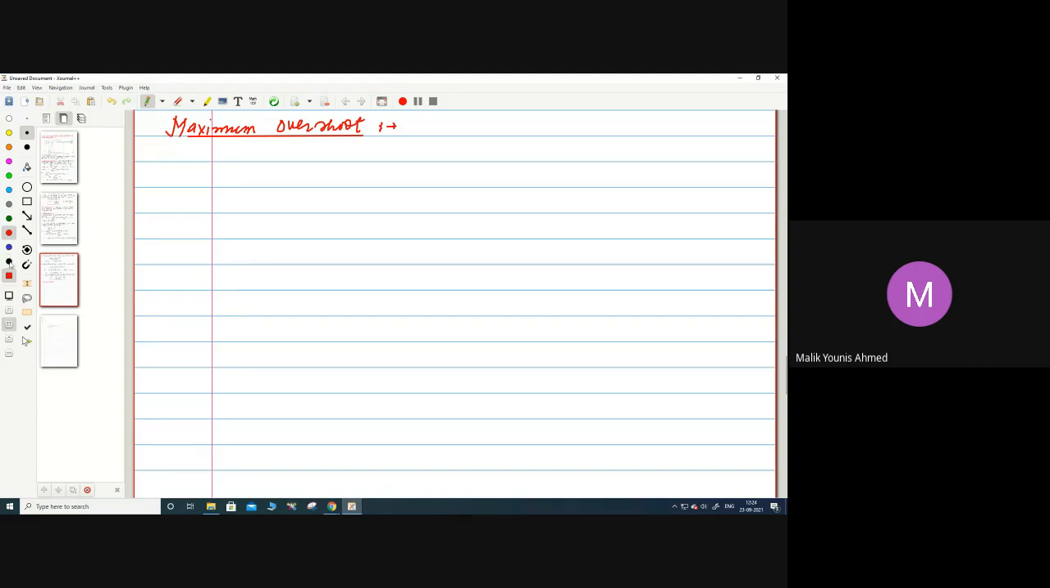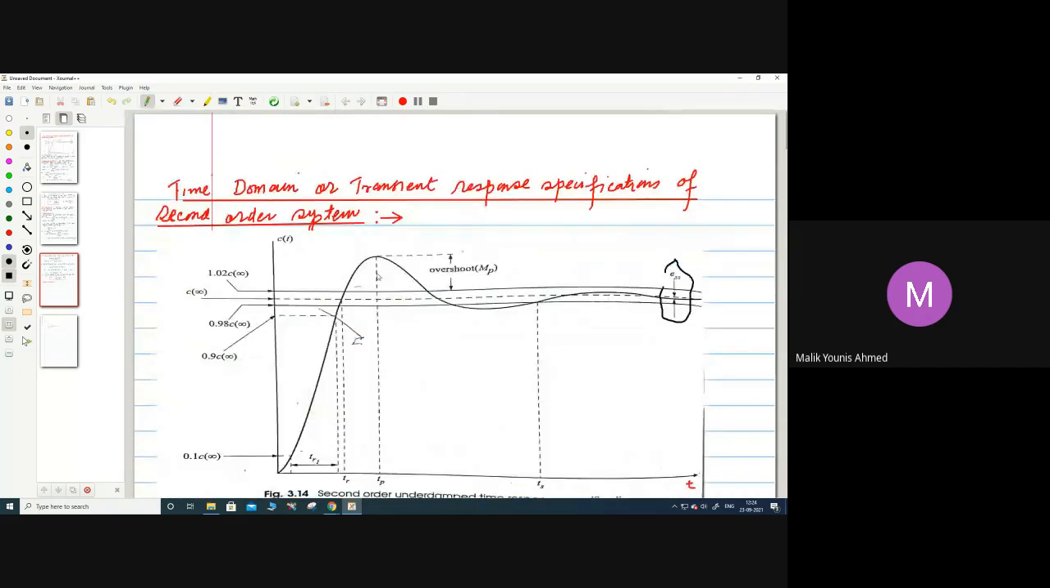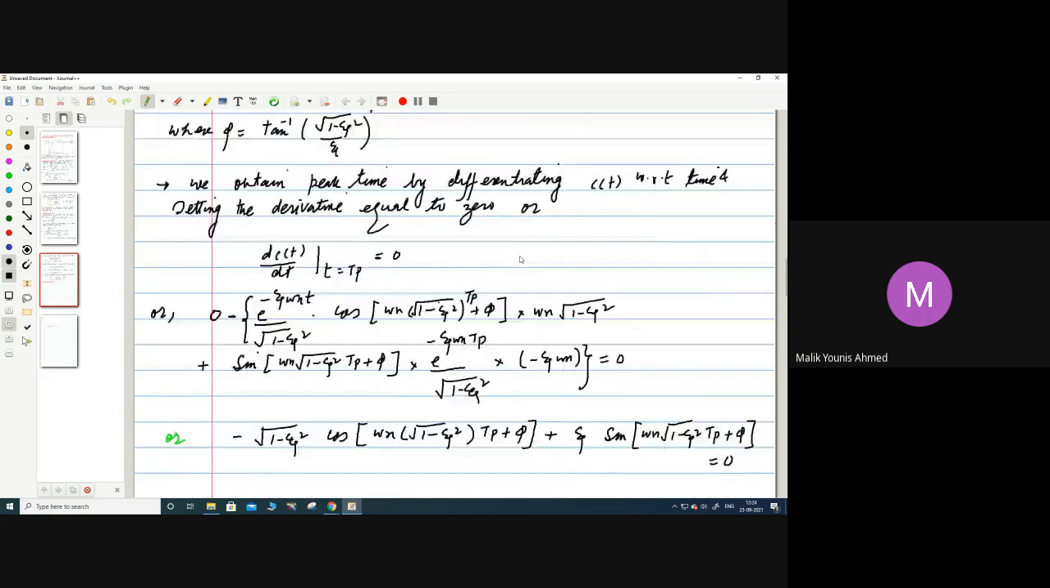Whenever we are talking about the maximum overshoot, we are talking about this from the graph. I have shown you already. This is the maximum overshoot. This is the tolerance value for the settling down of the response, and the maximum peak where we have that we consider the maximum overshoot.